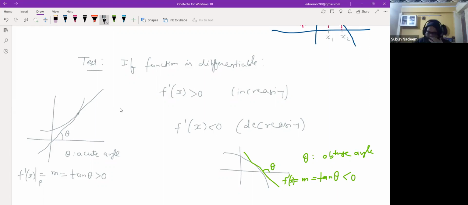Third thing is, sometimes it may be possible that the derivative is equal to 0 in an interval, not in an isolated point, in an interval. So we say that it is neither increasing nor decreasing, it is a constant function.